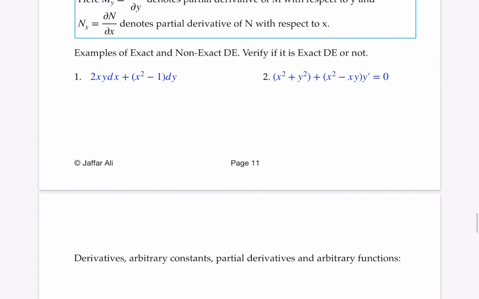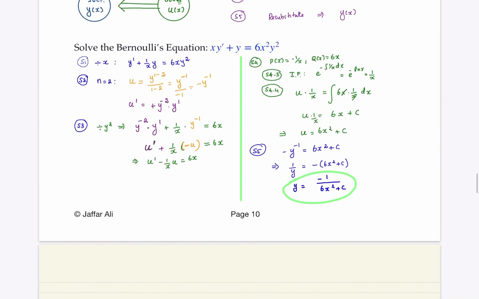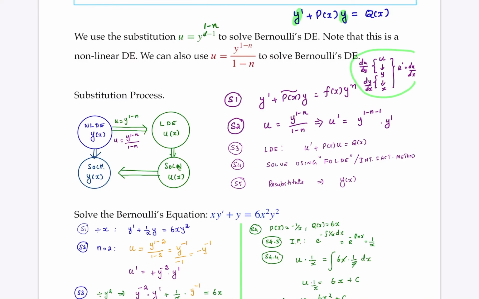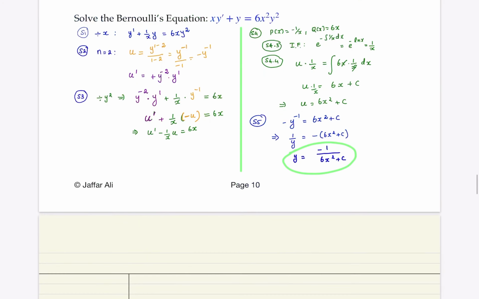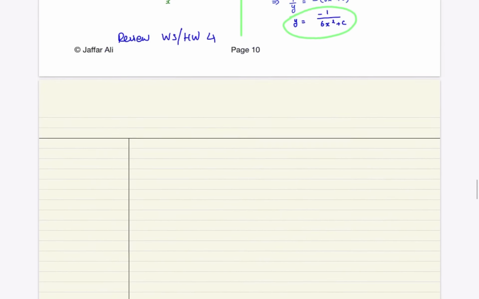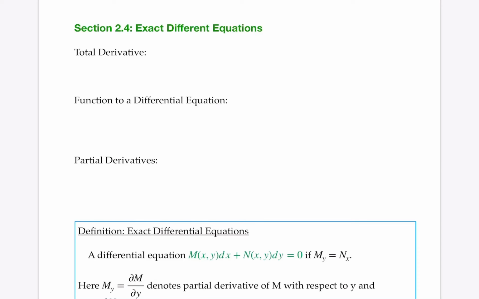Again, I recommend you to review worksheet or homework number 3. So sorry, review worksheet or homework number 4 on your Canvas. Again, there are more problems in there, you can do them. I will stop it right here, and in the next section, we will talk about exact differential equations. We'll talk about the next.